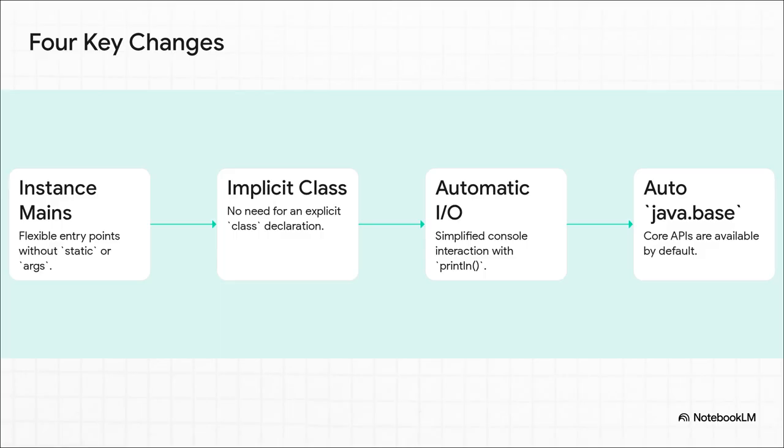So how does the magic work? Well, it's not actually magic. It's four key changes all working together in concert. We've got instance main methods, implicitly declared classes, automatic I/O imports, and automatic imports from the core java.base package. Let's break down how each one of these strips away another layer of that annoying clutter.